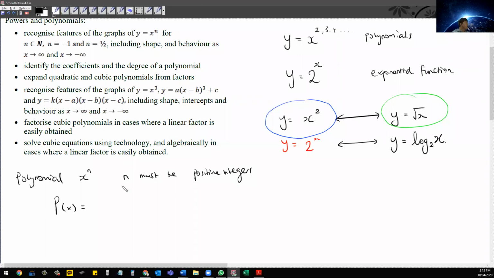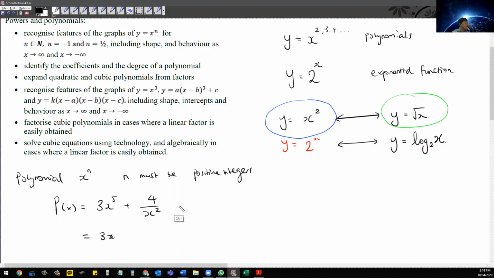So p of x equals, let's say, 3x to the power 5 plus 4x to the power of, let's say you've got a square root. Then that's not a polynomial. This whole thing is not a polynomial. And if you have something like 4 over x squared, that's also not a polynomial, because this is the same thing as 3x^5 plus 4x^(-2), isn't it? Do you know this power relationship? So that's not a polynomial, okay?